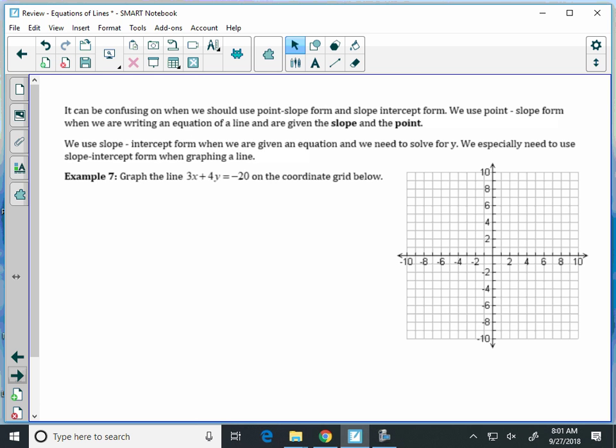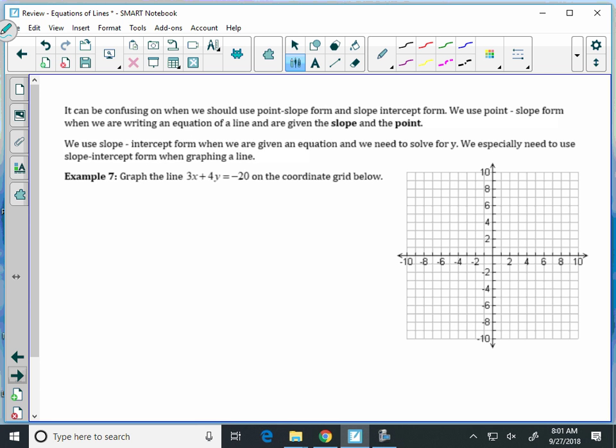We use slope-intercept form, the form that we talked about on the back, when we're already given an equation and we're trying to solve for y. Okay? Or when we're graphing. So what we did on the front, we use when we're just given information and trying to write an equation of a line. We use what we did on the back when we're already given the equation, we just need to rewrite it, or when we're trying to graph. Okay?